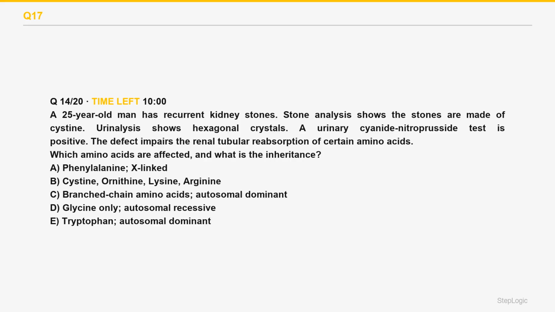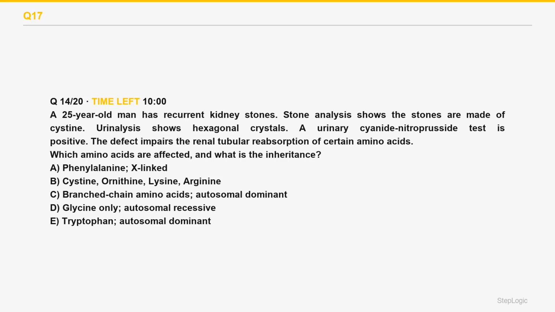Which amino acids are affected and what is the inheritance? A 25-year-old man has recurrent kidney stones. Stone analysis shows the stones are made of cystine. Urinalysis shows hexagonal crystals. A urinary cyanide-nitroprusside test is positive. The defect impairs the renal tubular reabsorption of certain amino acids.